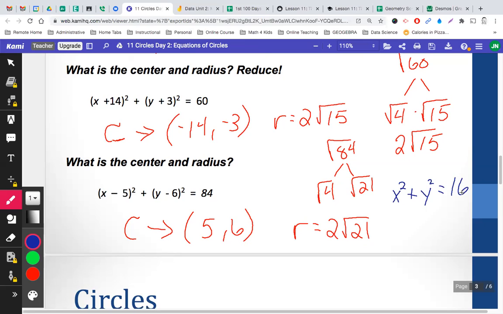But if you ever have just x squared by itself or y squared by itself, that's telling you that that coordinate is 0. In this case, both x and y are going to be 0, so the center will be at 0, 0. But you might have one that's just x squared. Then you know the x value of your center is 0. If you have just y squared, the y value of your center is 0.